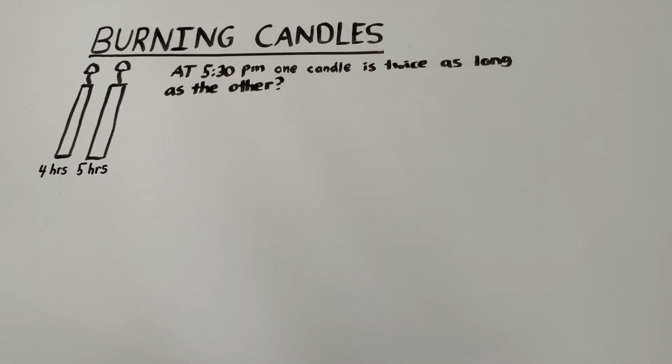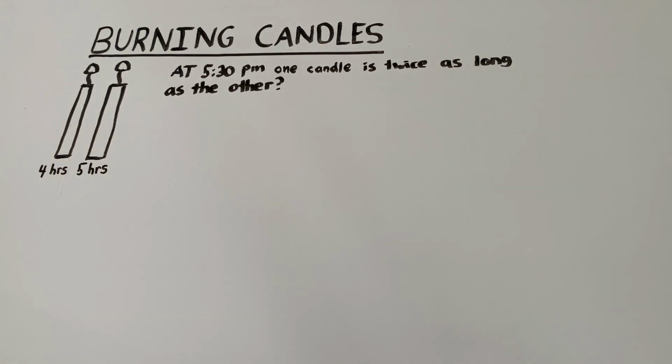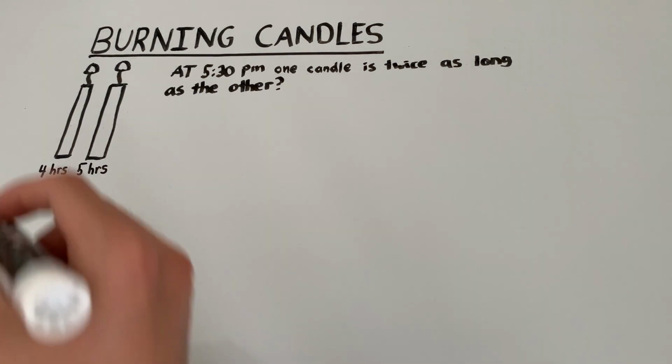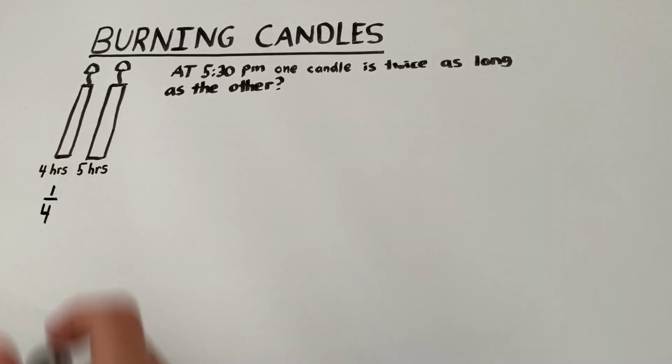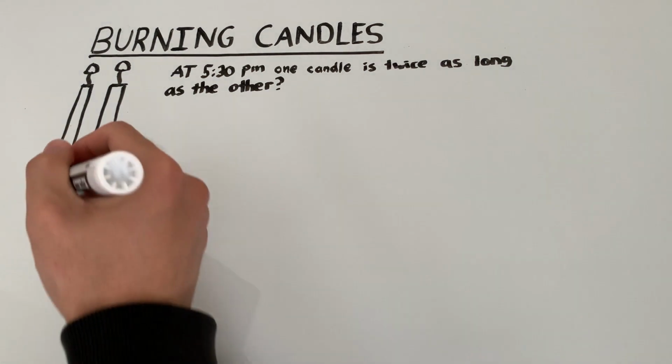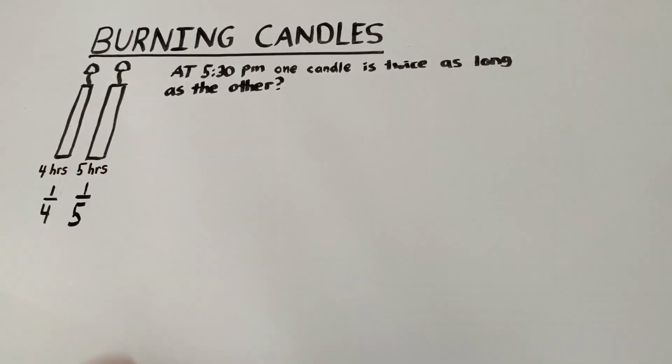Let's start by using the information for the first candle, the 4-hour candle. If this candle takes 4 hours to burn out, then that means each hour, a fourth of the candle is being burned out. Similarly, for the 5-hour candle, each hour, a fifth is being burned out.